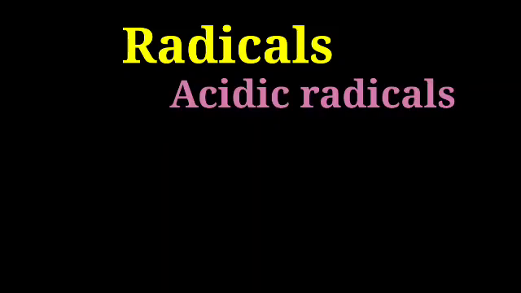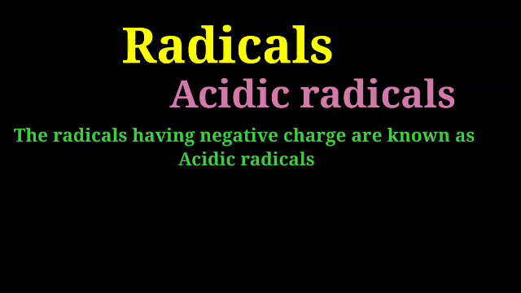In a previous lecture we have discussed radicals, and already we have discussed there are two kinds of radicals, acidic radicals and basic radicals. So what are acidic radicals? The radicals having negative charge are known as acidic radicals.